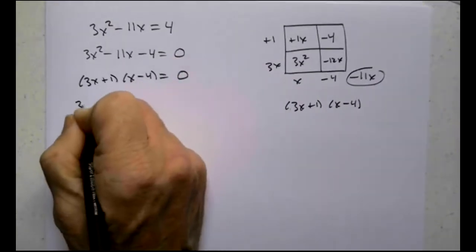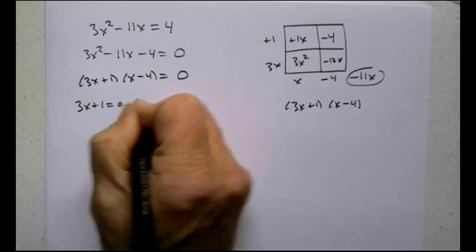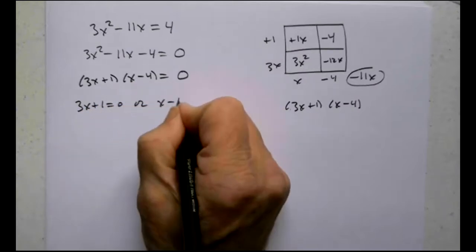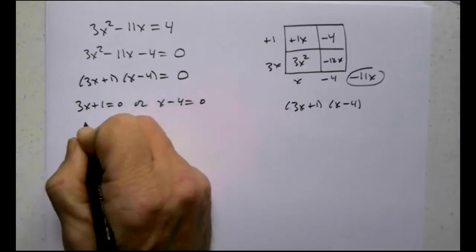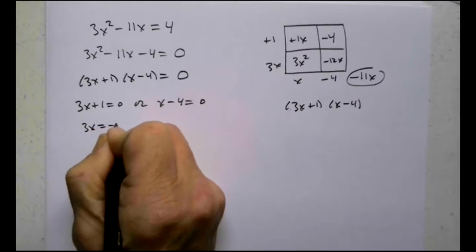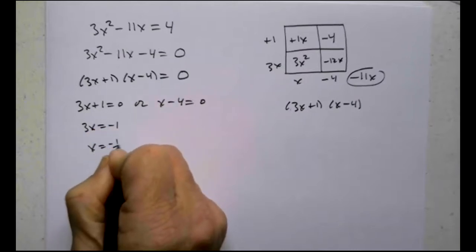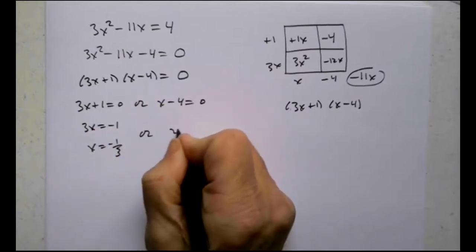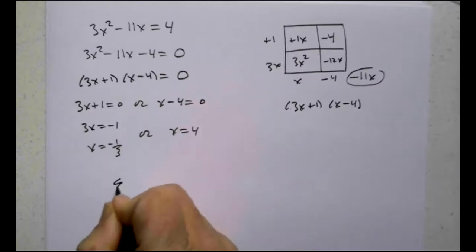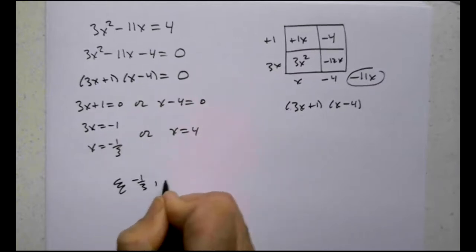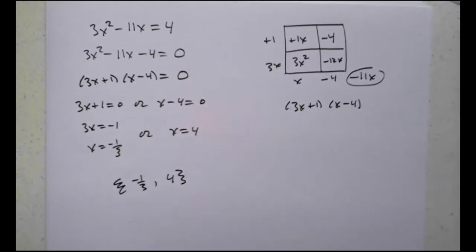So 3x plus 1 is 0, or x minus 4 is 0. 3x is negative 1, x is negative 1/3, or x is 4. So our answers seem to be negative 1/3 and 4. So that was our first approach.